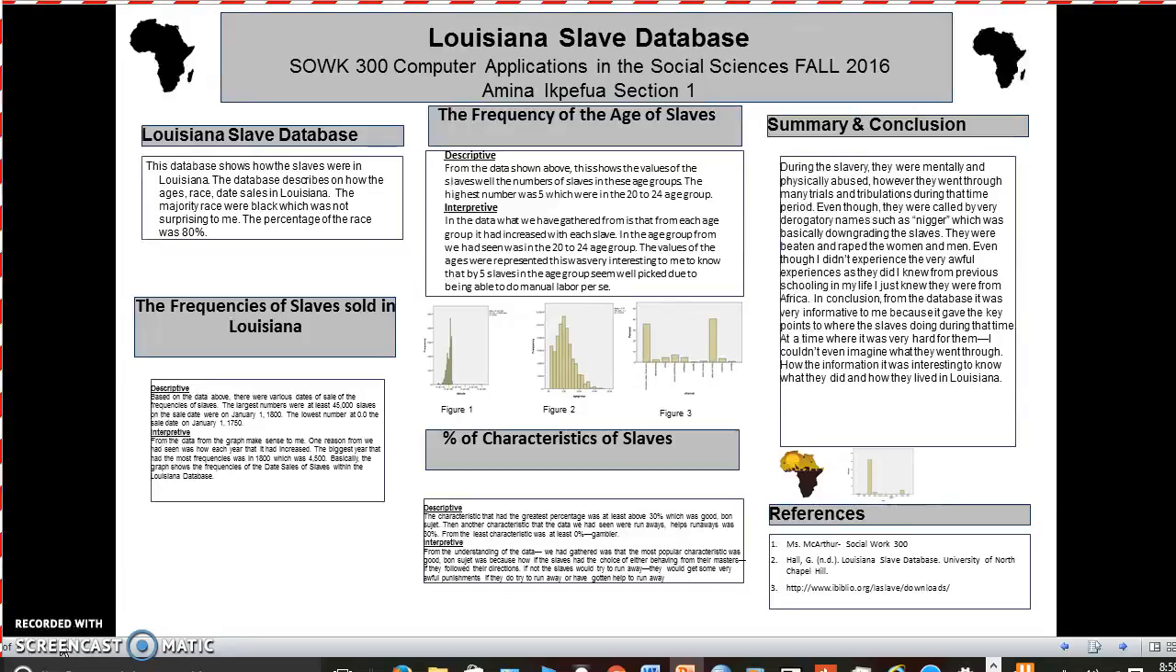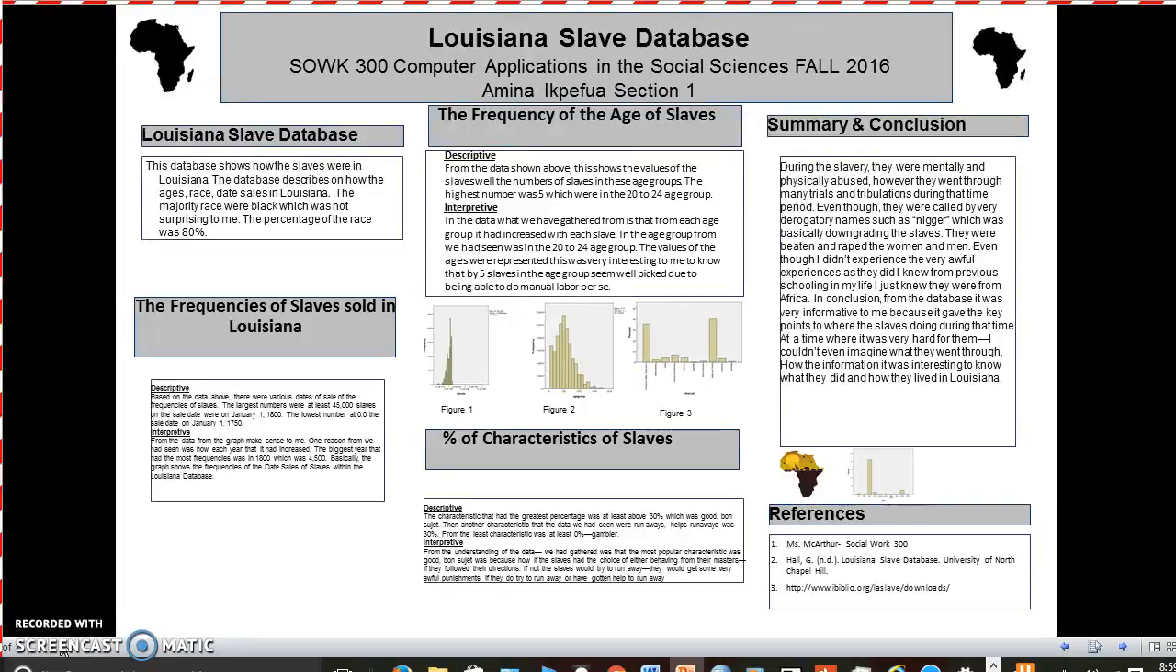So in conclusion, the database was very informative to me, because it gave the key points about what the slaves were doing during that time, a time when it was very hard for them. I couldn't even imagine what they went through, and it was interesting to know what they did and how they lived in Louisiana.